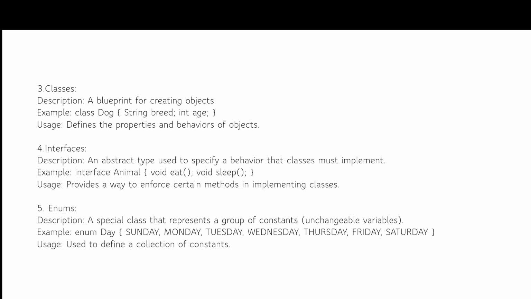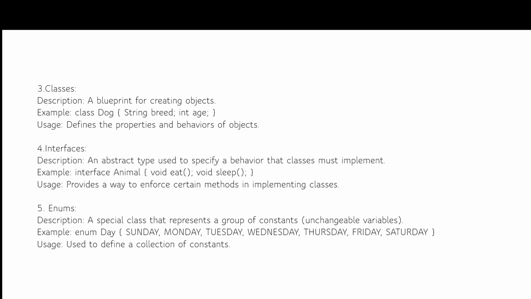Here, Animal is the interface, and it specifies that any class implementing it must have eat and sleep methods. When a class implements this interface, like class Dog implements Animal, it has to include those methods, void eat and void sleep. This ensures that all animals, whether they are dogs, cats, or birds, will have these common behaviors.